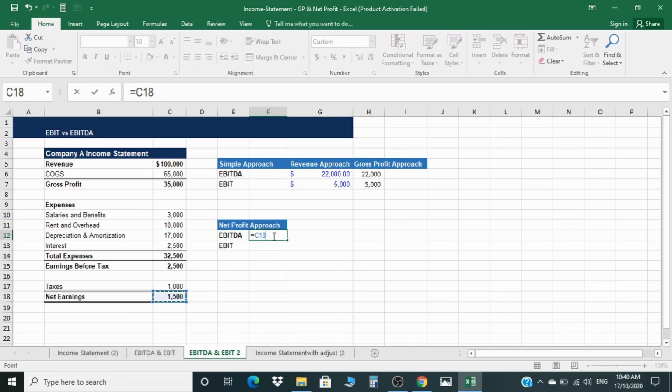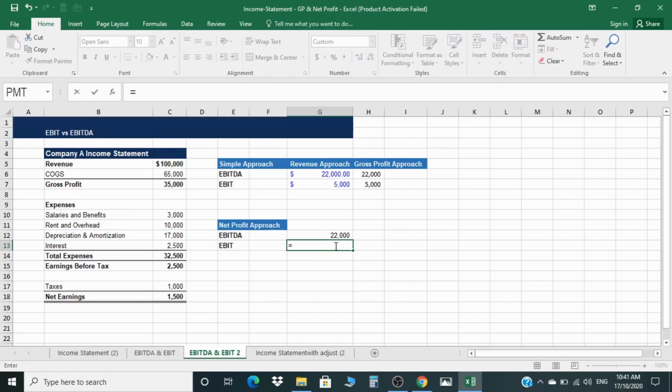Then we start adding back, right? So go sum, what do you want to add? For EBITDA, you have to add tax, you have to add interest and depreciation. So you will get your EBITDA, 22,000.